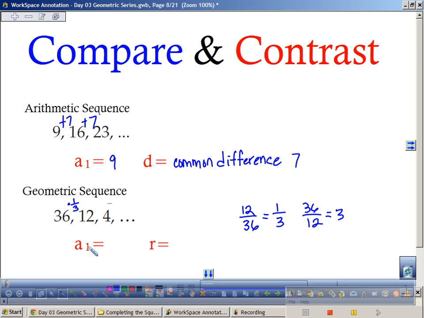Okay. A sub 1 is what? 36. What do you think r is? 1/3. Well, you would think it's rate, and you can kind of look at it as rate, but it's the ratio. The common ratio. So my common ratio for this problem is 1/3.